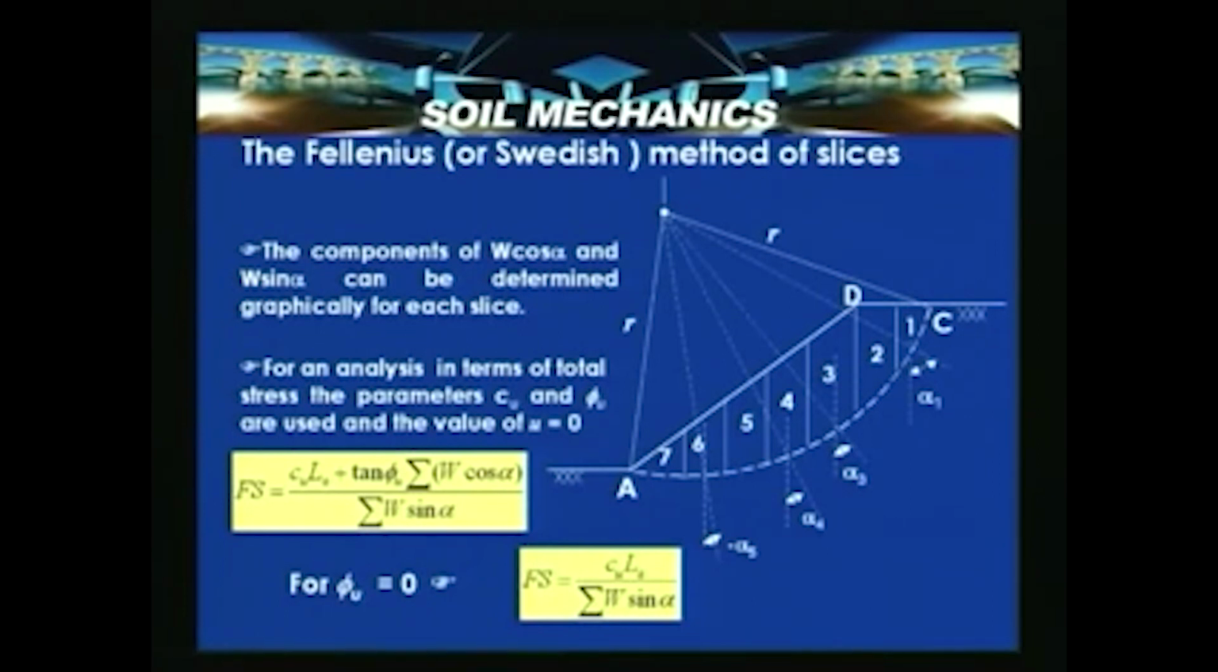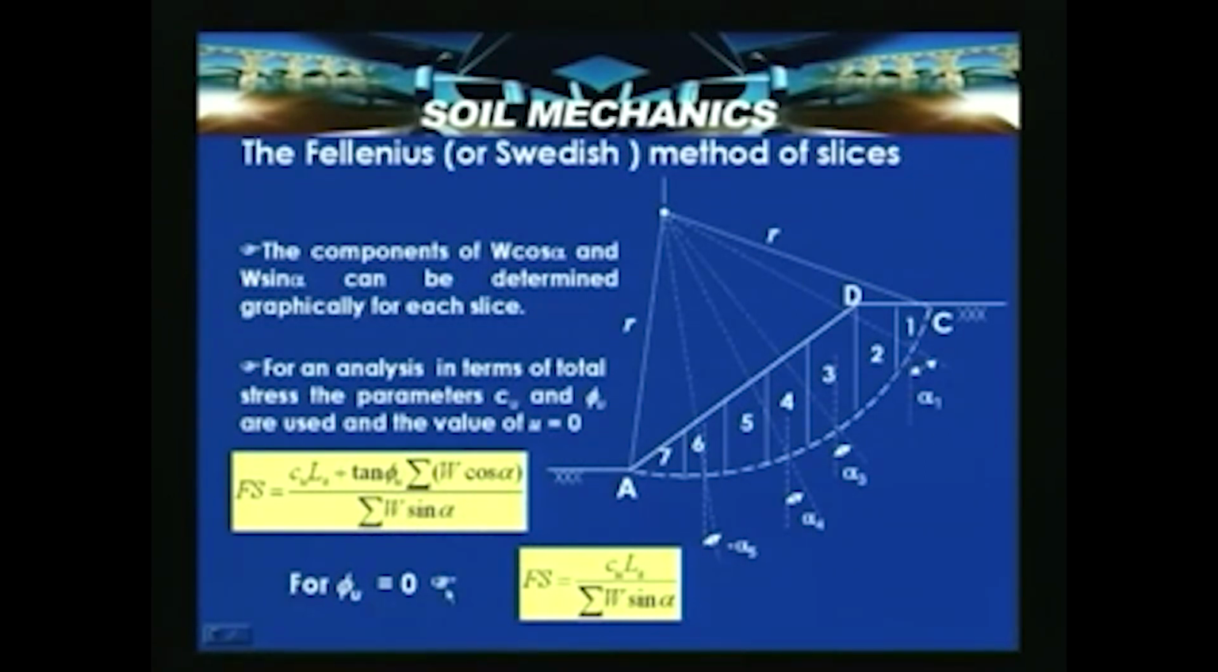So, for the case of undrained condition, we can write the factor of safety as Cu into LA, where LA is the total length of this portion. When you have each slice, the lengths L1, L2, L3, L4, L5, L6, L7 form this LA. So, factor of safety equals Cu into LA plus tan phi u summation of W cos alpha, divided by summation of W sin alpha.